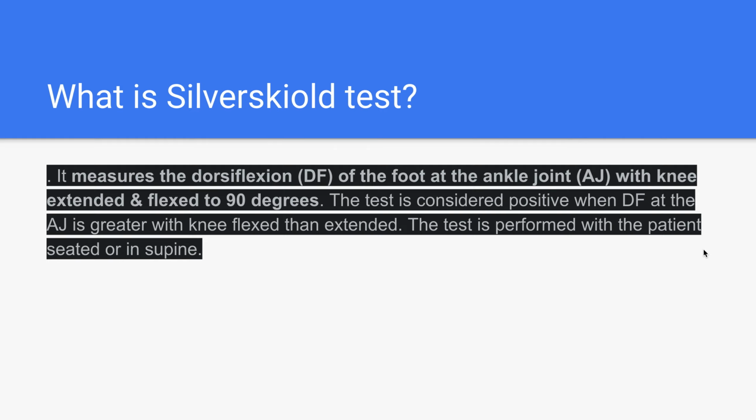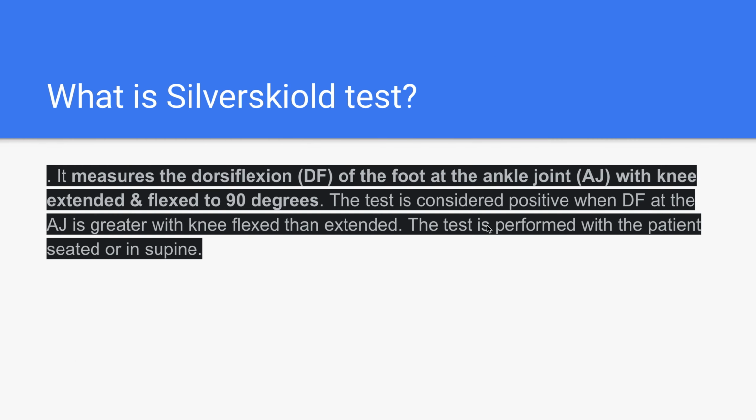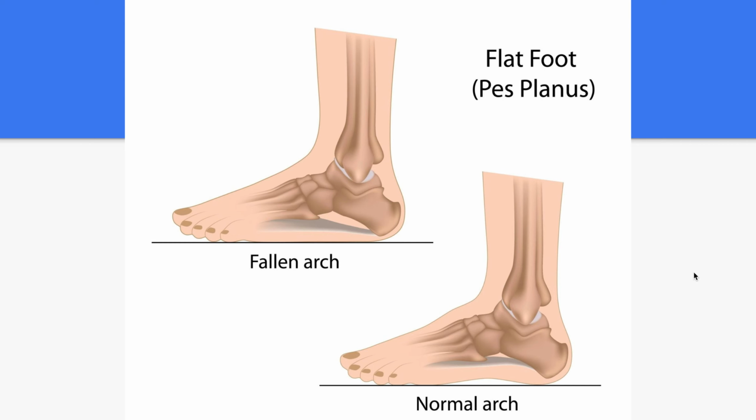What is the Silfverskiöld test? So this is what I've just described. It measures the dorsiflexion of the foot at the ankle joint with the knee extended and flexed to 90 degrees. This test is considered positive when dorsiflexion at the ankle joint is greater with the knee flexed than extended. Here's flexion, here's extension. Actually, this test is positive. This test is performed when the patient is seated supine.